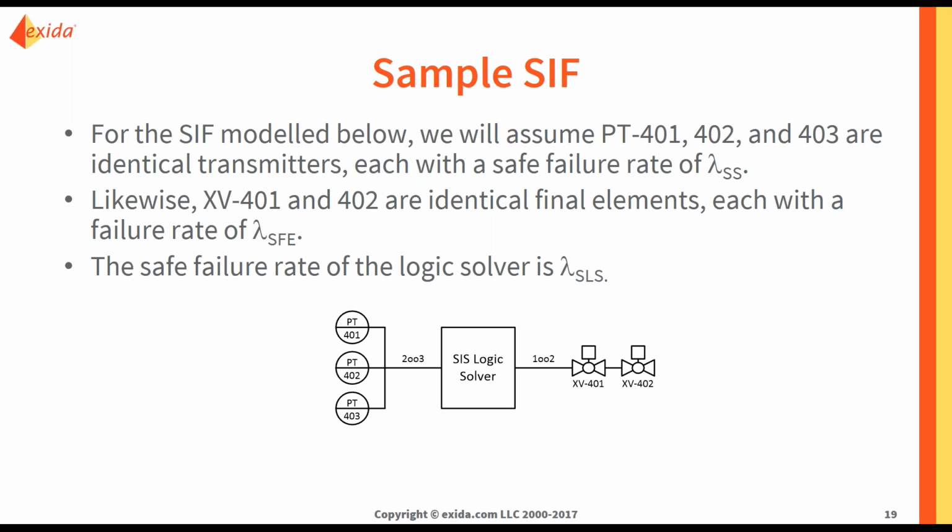In this case, we're going to assume that the pressure transmitters are identical, each with the safe failure rate of lambda SS. Likewise, let's assume that the 2 final elements are identical, each with a failure rate of lambda SFE. And going along with that nomenclature, let's assume that the safe failure rate of the logic solver is lambda SLS.